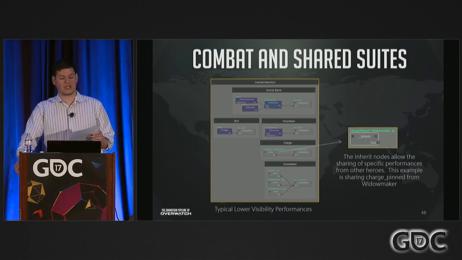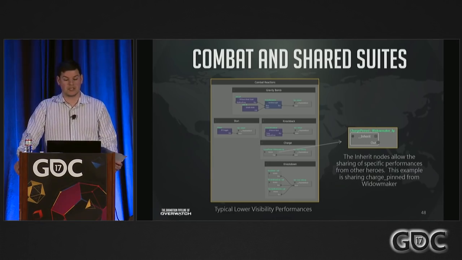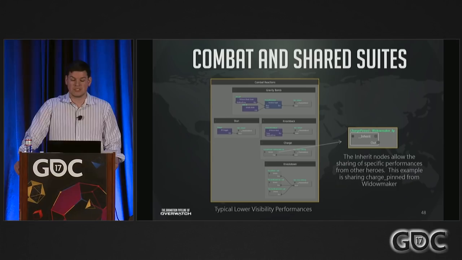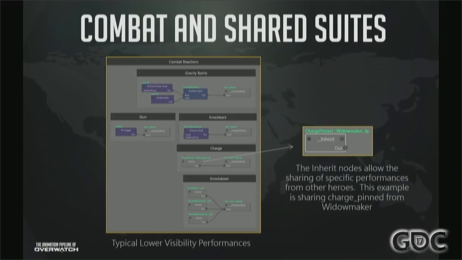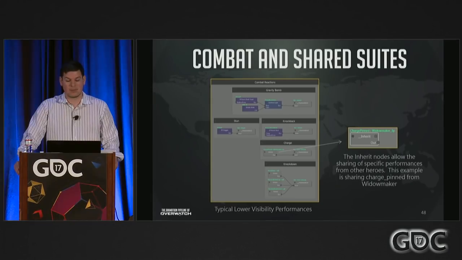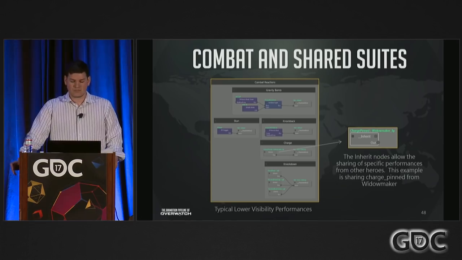One of the main benefits of our animation template system is the ease of sharing performances across multiple characters. So again, this is somebody's combat reaction blend tree set. It includes her gravity bomb, stun, and knockback performances, which all use standardized templates, and then the charge and knockdown, which use this inherit template. This inherit template's really neat.